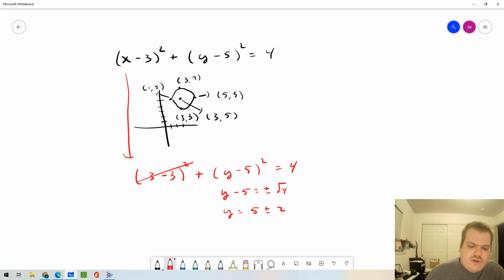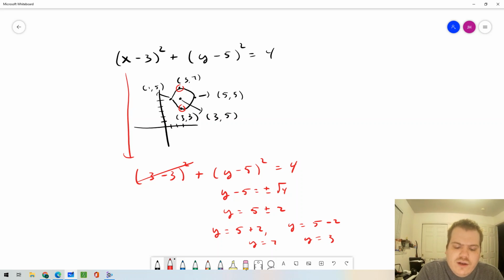Now this is two values here, one of which is y is equal to 5 plus 2. The other is going to be y is equal to 5 minus 2. So this is going to be y is equal to 7. This is going to be y is equal to 3. And you notice that I put in 3 for the x. So I should get the point 3, 7 from this. So I'm going to have the point 3, 7. I'm going to have the point 3, 3. Well, look at that. When x is 3, I get 2 points. I get 3 and I get 7.